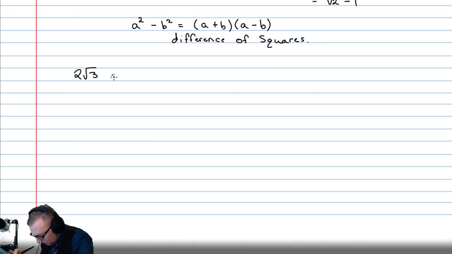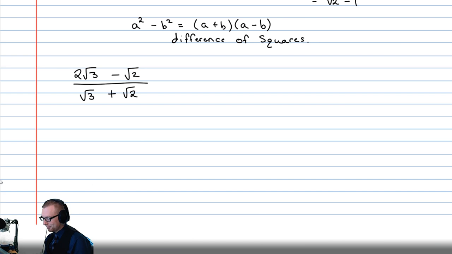2 square root of 3 minus root 2 over root 3 plus root 2. Simplify. So tell me what you're going to do. Okay, it will be times root 3 minus root 2 and the same one, I think, like root 3 minus root 2 again. Yeah, top and bottom, because remember this has to equal 1.